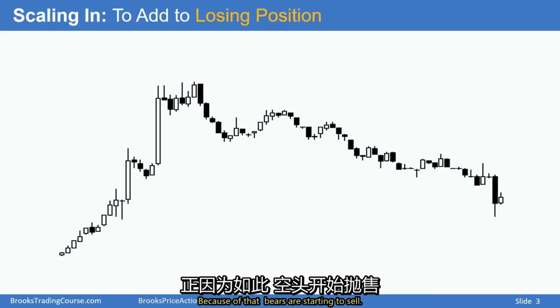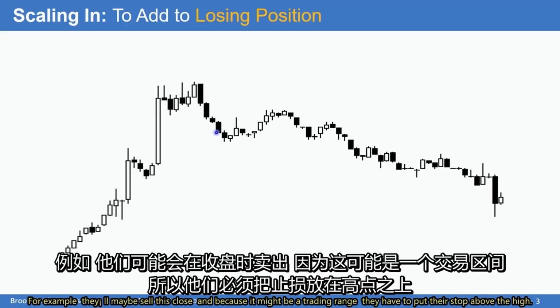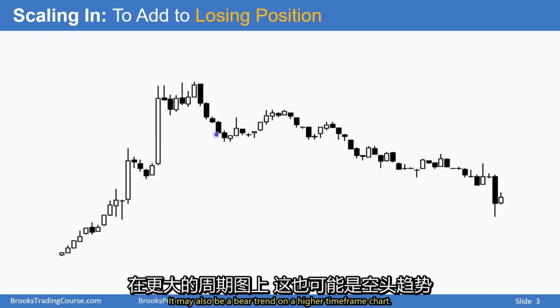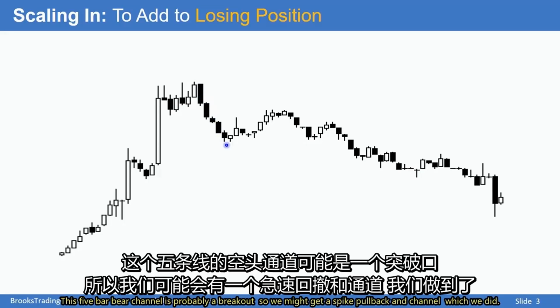Because of that, bears are starting to sell. For example, they'll maybe sell this close. And because it might be a trading range, they have to put their stop above the high. It may also be a bear trend. On a higher time frame chart, this 5-bar bear channel is probably a breakout, so we might get a spike, pullback, and channel, which we did.